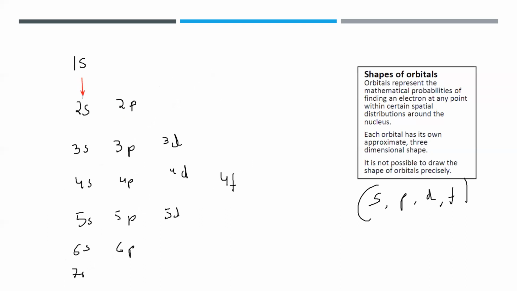So 1s, then 2s. Once 2s is completely filled, then we'll use 2p. If 2p is completely filled, then 3s. If 3s is completely filled, 3p. Then if 3p is completely filled, 4s. When 4s is completely filled, 3d. Then 4p, then 5s, then 4d, then 5p, then 4f, 5d, 6p.